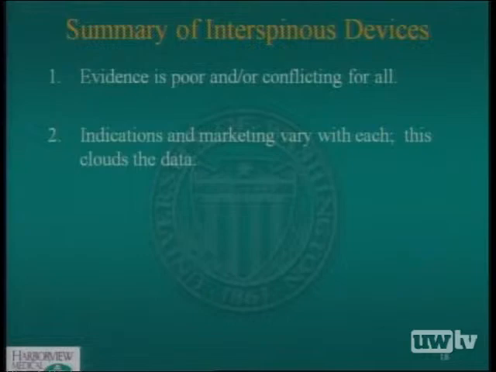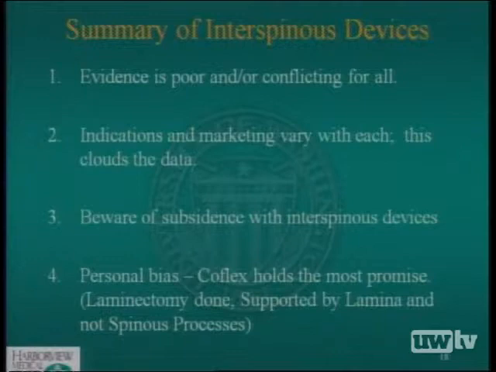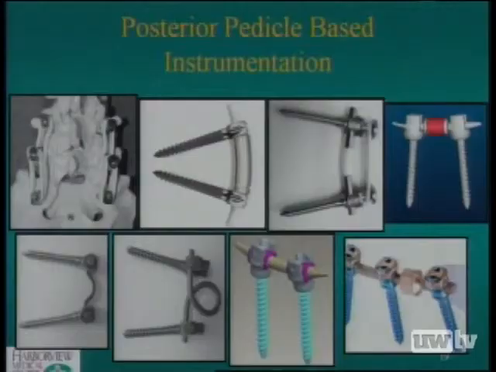I think with the interspinous devices, you want to be aware of subsidence, particularly as has been found with the X-stop, and probably most people have seen this. It can have short-term efficacy, but long-term may not be effective. My personal bias, trying to interpret these data and the indications, is that Coflex probably holds the most promise. You can at least do a laminectomy underneath this, so you're doing a decompression for the stenosis, and your support is coming more from the lamina, not the spinous processes, so this should hopefully increase its lifespan, and I think in Europe they've had pretty reasonable results from that.